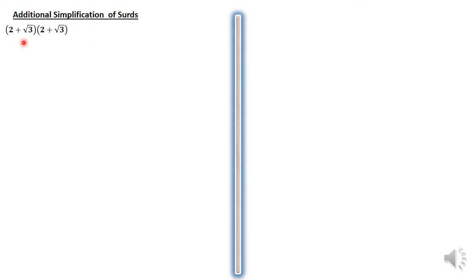We've been given 2 plus root 3 times itself, and so we are supposed to simplify that. At this point, students are familiar with the fact that when you're given two brackets, you're multiplying together. Every term in one bracket is multiplied by every term in the other bracket, and then simplified appropriately. In this case, that's what we're going to do.